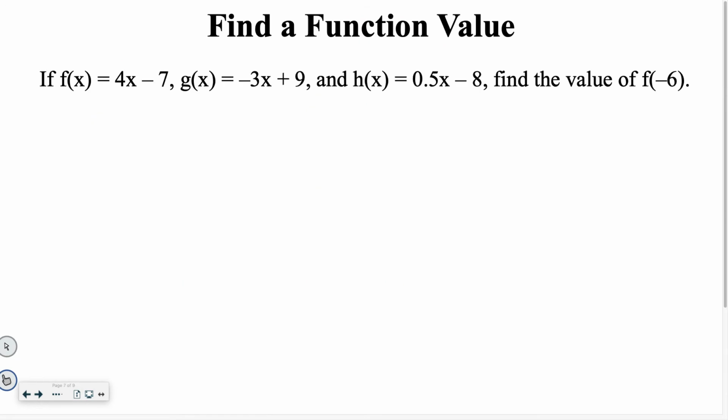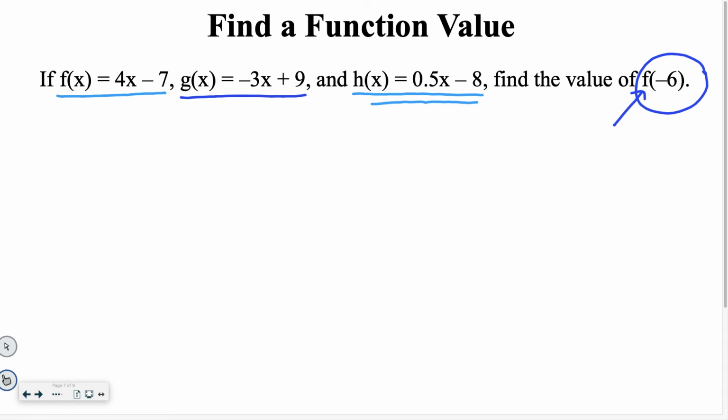All right, let's practice finding a function value. If f of x equals 4x minus 7, g of x equals negative 3x plus 9, and h of x equals 0.5x minus 8, then find the value of f of negative 6.